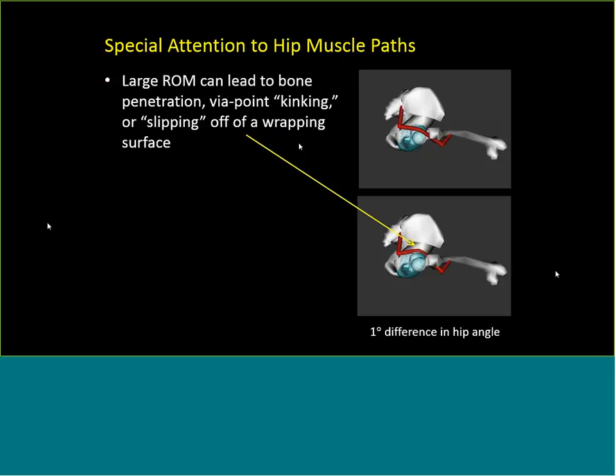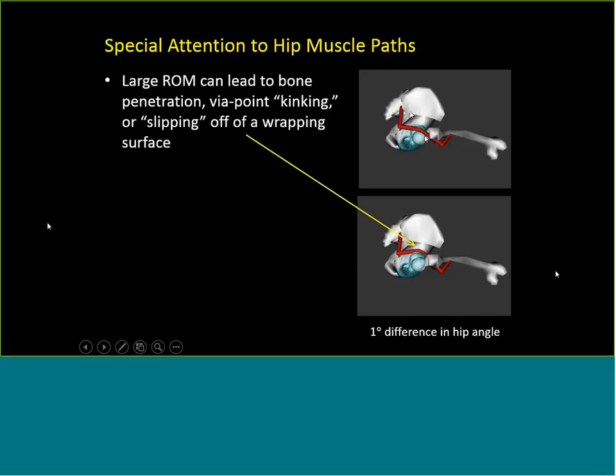Or if you're using wrapping functions, like we've done fairly extensively in the hip, the muscle can actually slip off of the wrapping function if you go through too large a range of motion. And any one of these, particularly the kinking and the wrapping, can introduce discontinuities into the muscle tendon length and moment arm functions, which are not going to work well when you do a simulation. And I've just demonstrated this effect here using a commonly available human model.